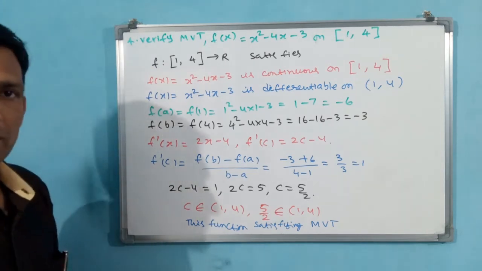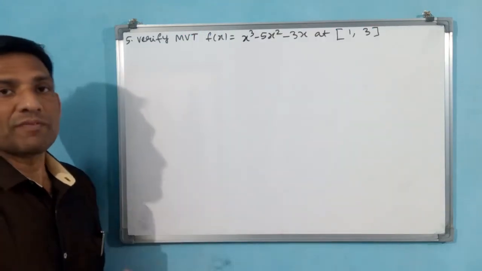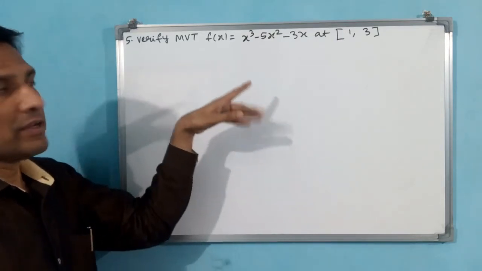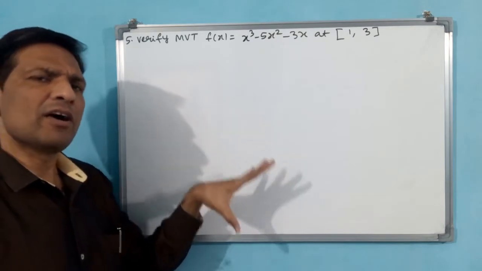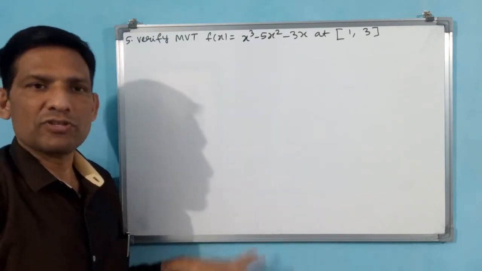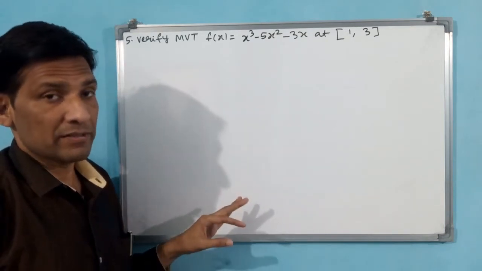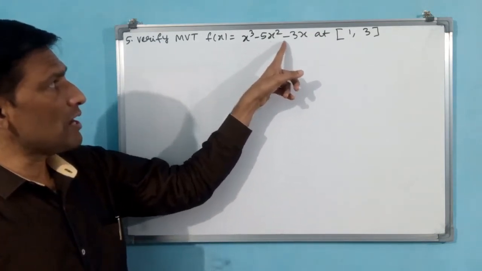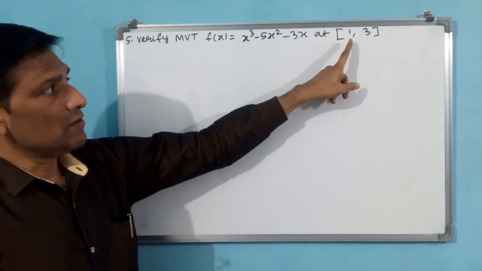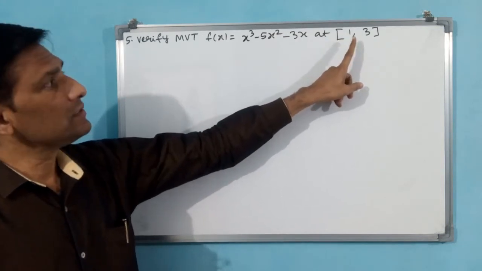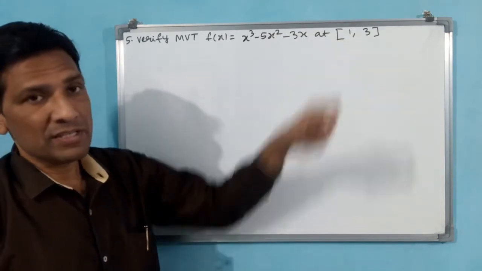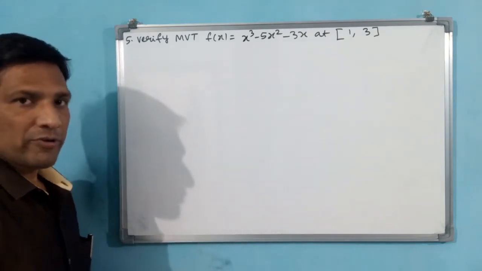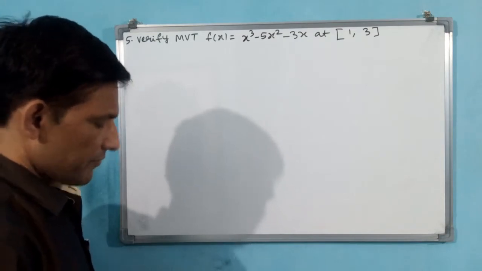Let us go for the fifth question. See the fifth question. This also is a mean value theorem question. They are asking us to verify whether the function is satisfying or following the mean value theorem. What is that function? x cube minus 5x square minus 3x, and what are the limits? a is 1, b is 3. Let us write first what we are going to write. We are going to write like this, you see.